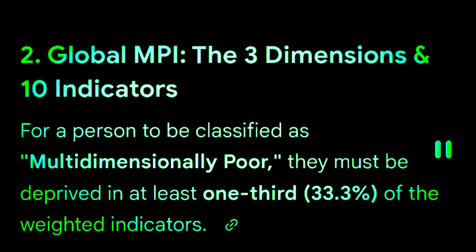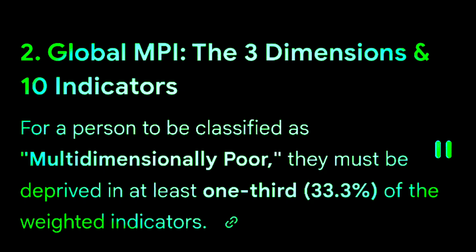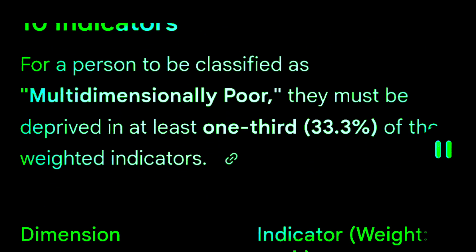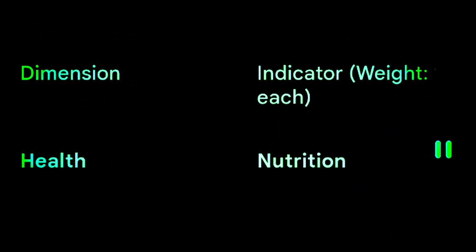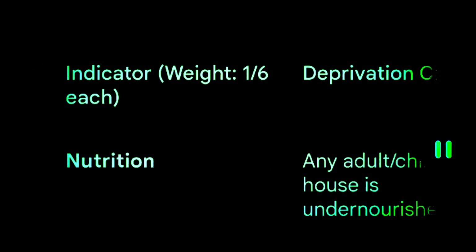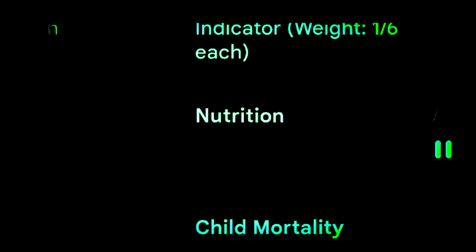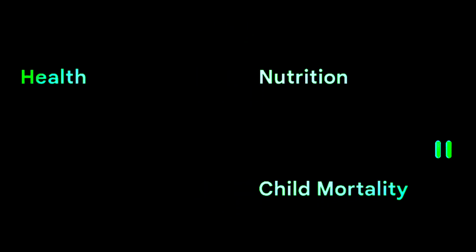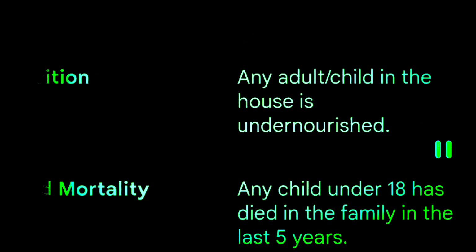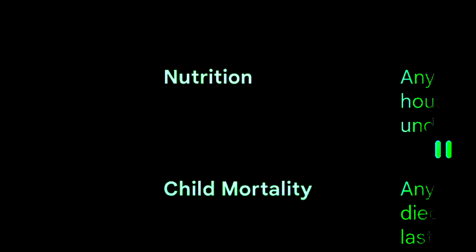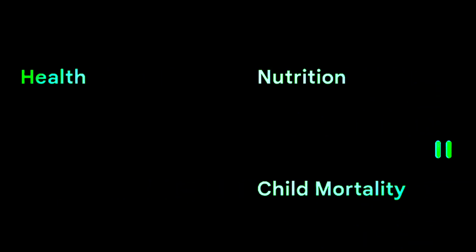2. Global MPI: the 3 dimensions and 10 indicators. For a person to be classified as multidimensionally poor, they must be deprived in at least 1/3, 33.3%, of the weighted indicators. Dimension, indicator, weight 1/6 each, deprivation criteria. Health. Nutrition: any adult or child in the house is undernourished. Child mortality: any child under 18 has died in the family in the last 5 years.